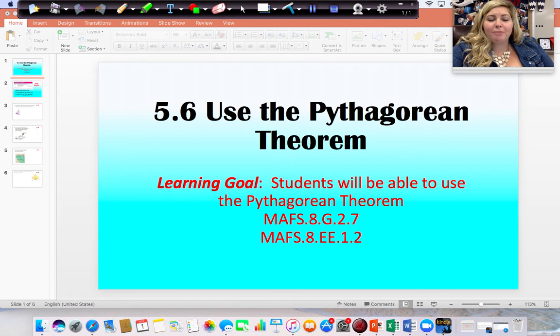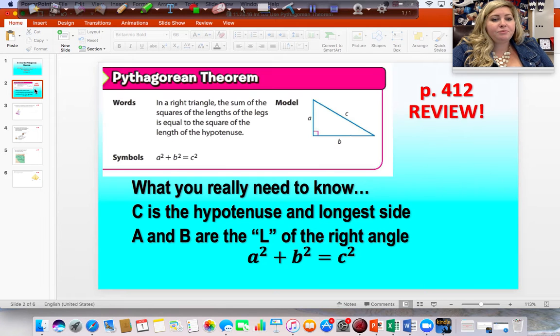Today we are doing Chapter 5, Lesson 6, and we are using the Pythagorean Theorem. Our learning goal is that students will be able to use the Pythagorean Theorem, and these are our two standards that we are working with this lesson. Make sure to write down absolutely everything that is typed or written in these videos, and make sure that you pause this video at any time that you need to slow things down.